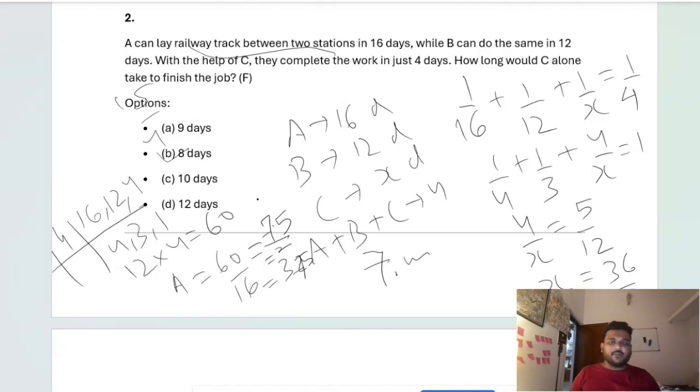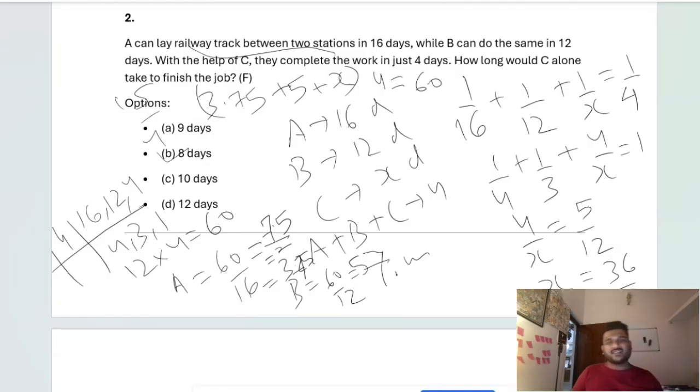Now, similarly, B will do how much work in a day? 60 upon 12, which is 5 units. So the total amount of work that C has to do, if they're able to complete in 4 days, can be calculated as 3.75 plus 5 units plus x into 4, which gives the total amount of work, which is 60. So you can calculate like this also. It's not really a very good way, but I was just trying to show you how to think.